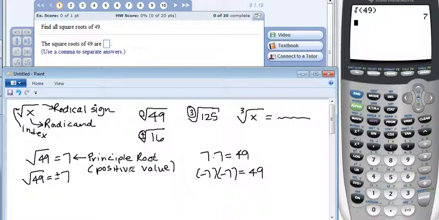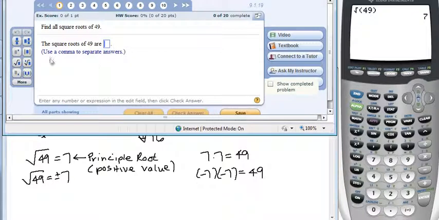So here, look at the word. These are not hard, but you just have to look at the wording on these. When it says all square roots, it's looking for both this and the negative. So it's looking for both of these answers here. We're supposed to use a comma to separate our answers, so we'll do 7 comma negative 7 with no spaces in between.